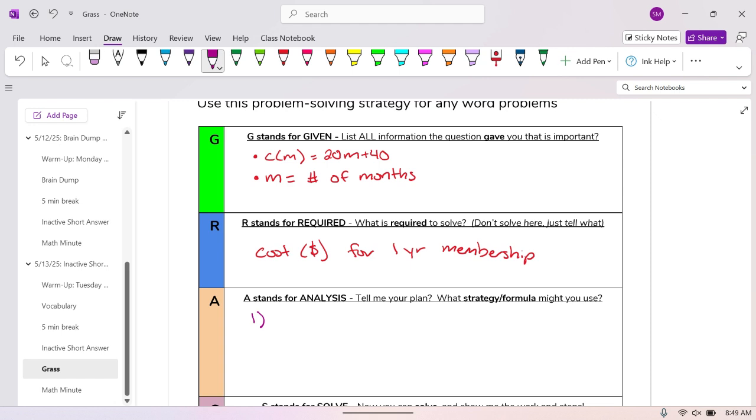Now what did it ask us to find? How much it costs for 1 year. Is a year the same thing as months? No. So what's the first thing I've got to do? Convert 1 year to how many months? So 1 year equals 12 months. What do you think the second thing I'm going to have to do is?